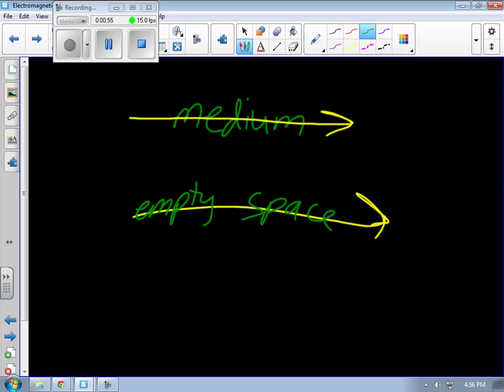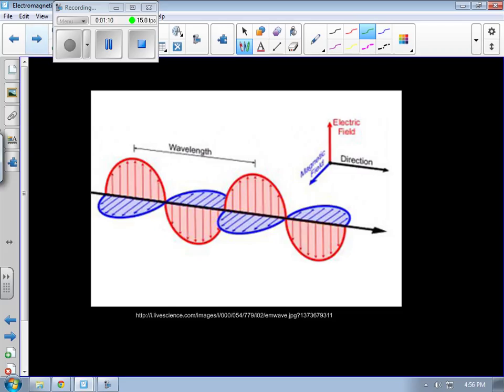My limited artistic abilities can draw a mechanical wave. I can draw a transverse wave. But I'm not good enough to draw an electromagnetic wave. So this is what an electromagnetic wave looks like. And if you'll notice, it's two transverse waves working together. So the wave that goes vertically is our electric field, and the wave that propagates horizontally is our magnetic field.